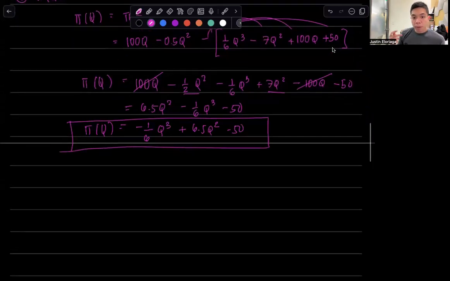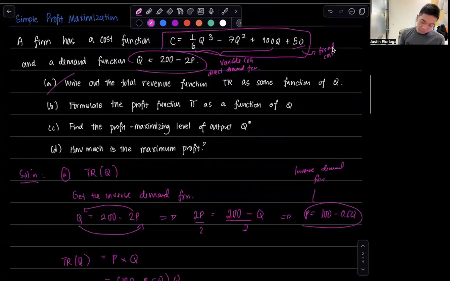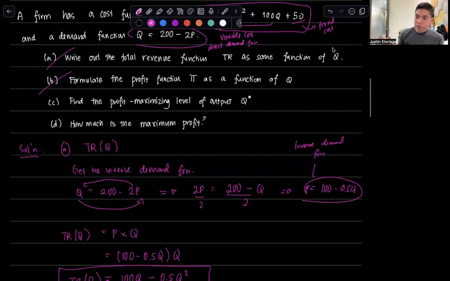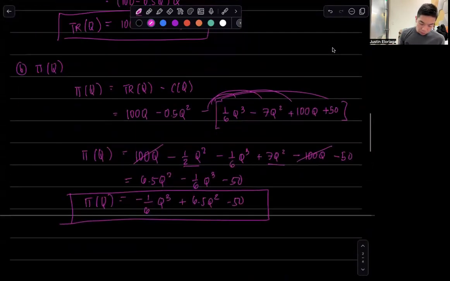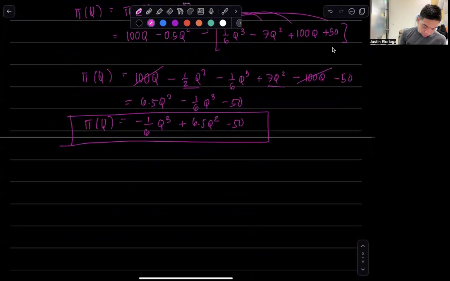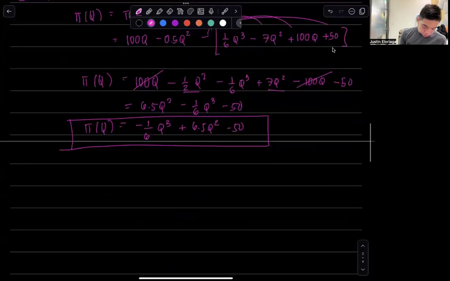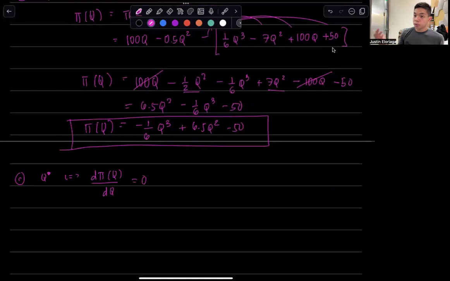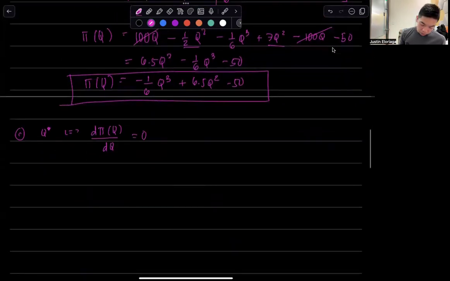We're done with letter B. Now that we've formulated profit as a function of Q, the goal is to find a profit maximizing Q star. We can find that by using the first order condition. That is, I take the derivative of the profit function with respect to Q and equate it to zero. So we're going to try to do that.